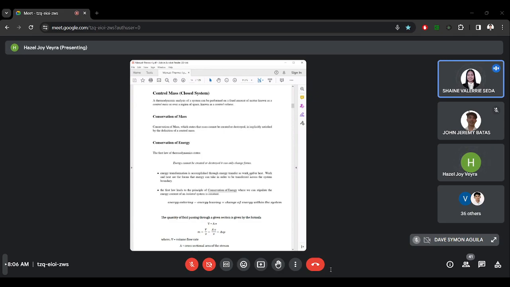Conservation of energy. The first law of thermodynamics states energy cannot be created or destroyed. It can only change forms. Energy transformation is accomplished through energy transfer as work and or heat. Work and heat are the forms that energy can take in order to be transferred across the system boundary. The first law leads to the principle of conservation of energy, where we can stipulate the energy content of an isolated system is constant. Energy entering minus energy leaving equals change of energy within the system.